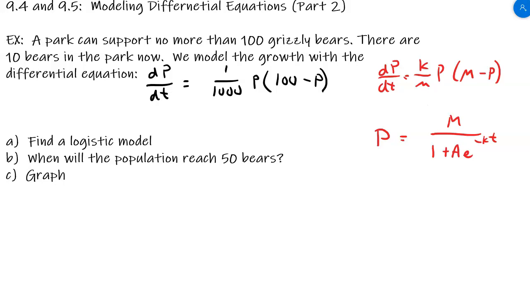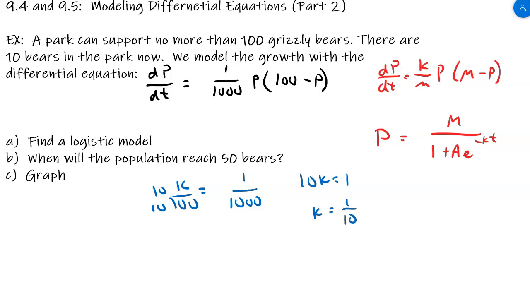So you notice that that k over M that's on the outside here is the same thing as the 1,000 there. So let's do a little substitution, see if I can write it as k over M equals 1 over 1,000. And then if I replace that M over there with 100, right, because the carrying capacity is 100, I can multiply top and bottom here by 10, and I end up with 10k equals 1, or k equals 1/10.